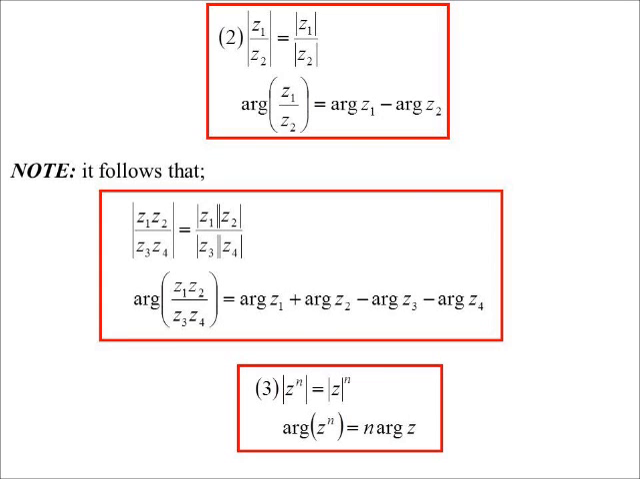If I was just raising it to the power of n, well then it must be mod z to the power of n, because remember, mod z to the power of n, we're saying mod z times z times z times z times z times z, however many. And we just said that's the same as going mod z times mod z times mod z times mod z. So we'll end up with mod z to the power of n.